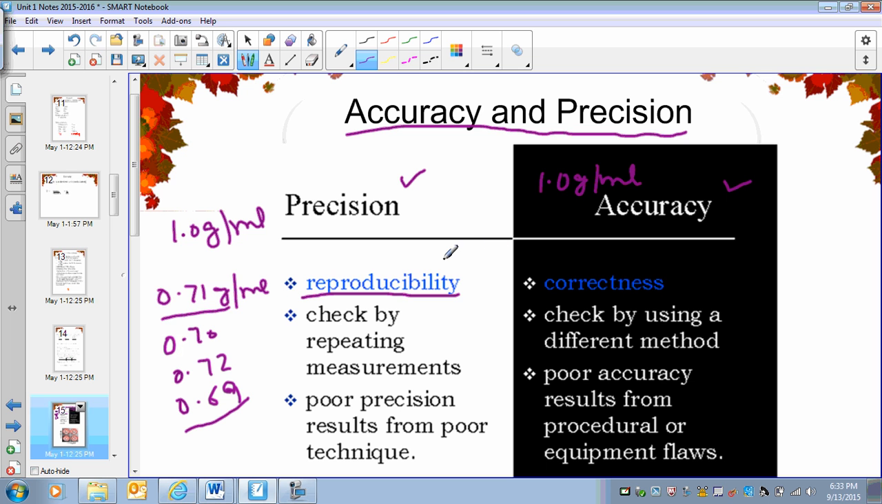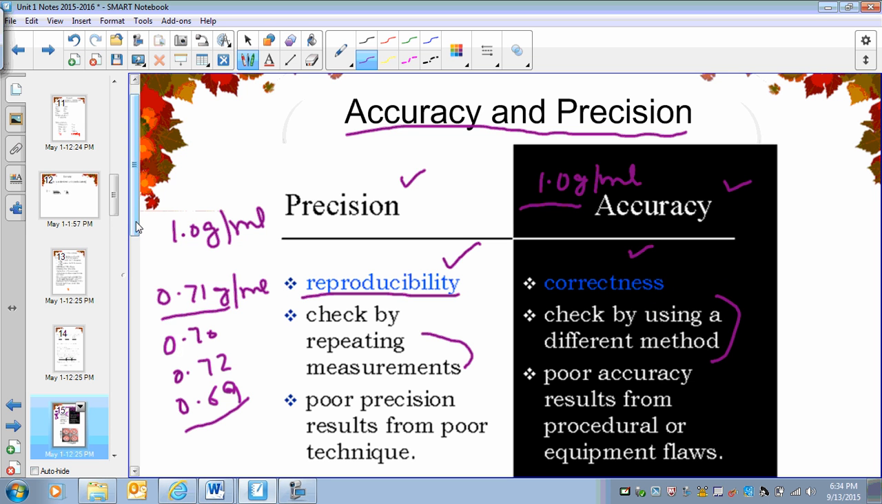So precision means it's reproducible. Accuracy means it's got to be correct. If it's not correct, it's wrong. It is not accurate. How can I get precise data? By doing repeated trials. How can I get accurate data? By changing my method or using a method that can provide accurate data.